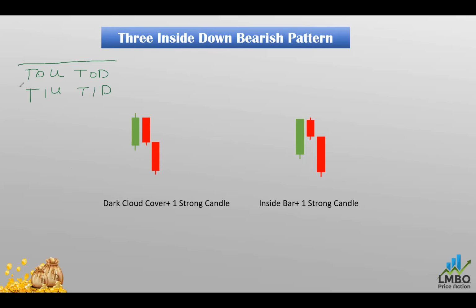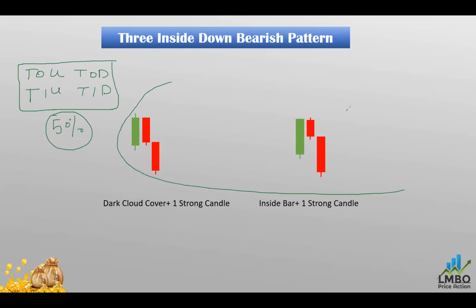Because of these patterns, you are losing 50% of trades in the market. If you learn these patterns, these 50% bad results will be turned into a positive. So these patterns are very, very important. These 4 patterns are very, very important.